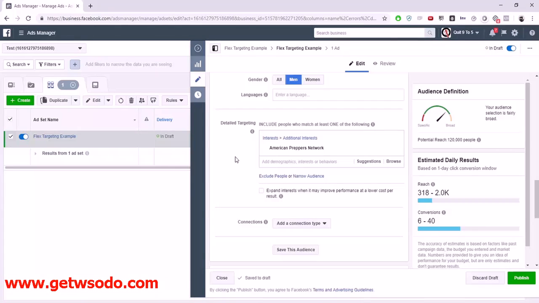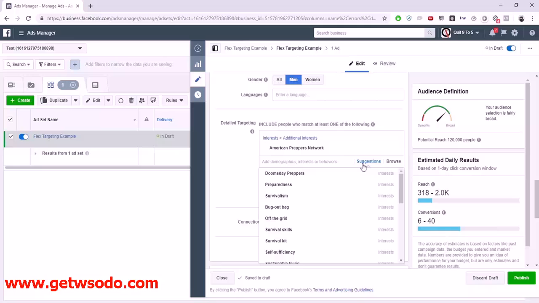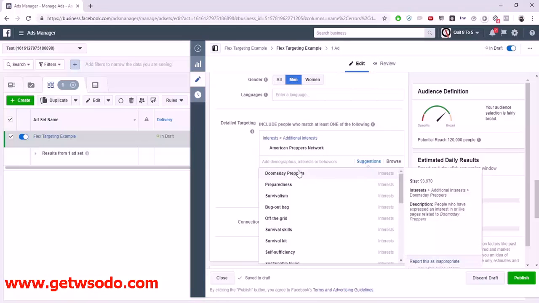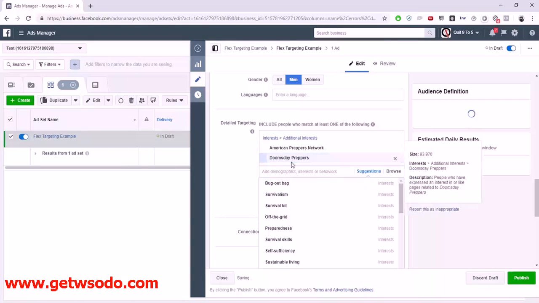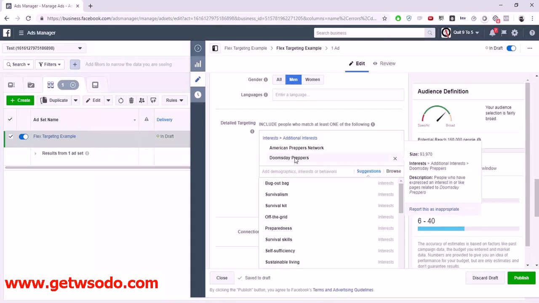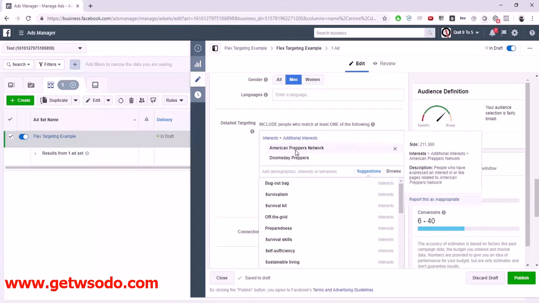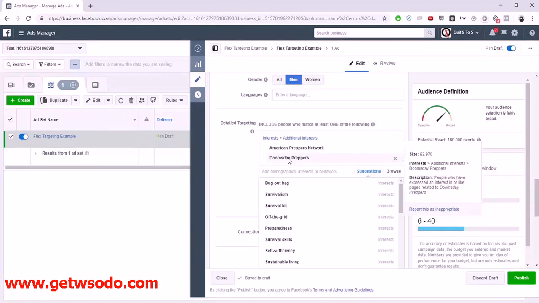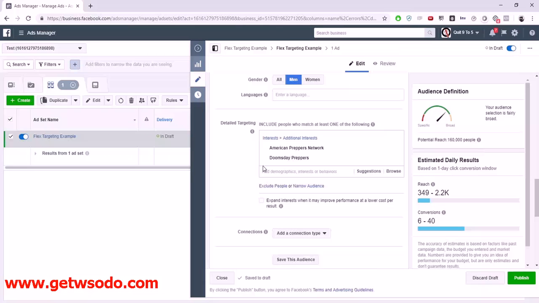So this is just a gem that you guys can use to really make use of these really small potential reaches. So let's get into it a little bit more. Doomsday Preppers, 93,000 people. American Preppers Network and Doomsday Preppers, same thing, right? Pretty much the same thing.